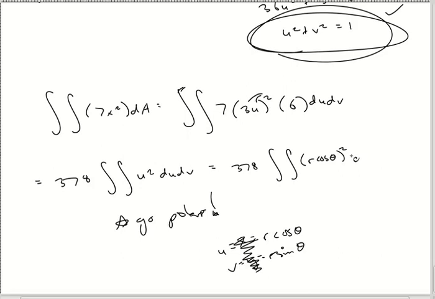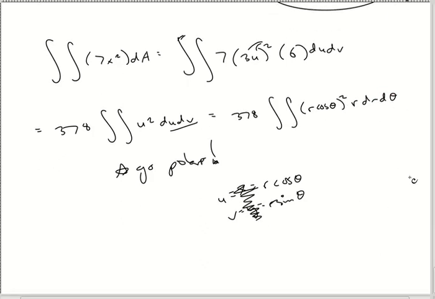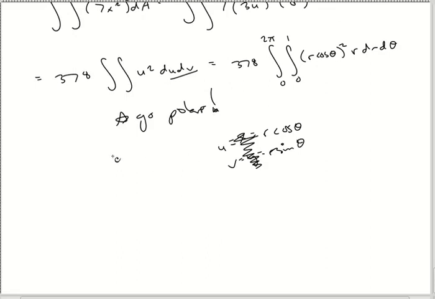And I already have my Jacobian. So I'm converting this into polar. I need my requisite r, dr, d theta. Now, if I wanted my limits for this, it's actually very simple. My r goes from 0 to 1, unit circle, and then I go full circle, 0 to 2 pi. Super easy. So let's keep going with that.